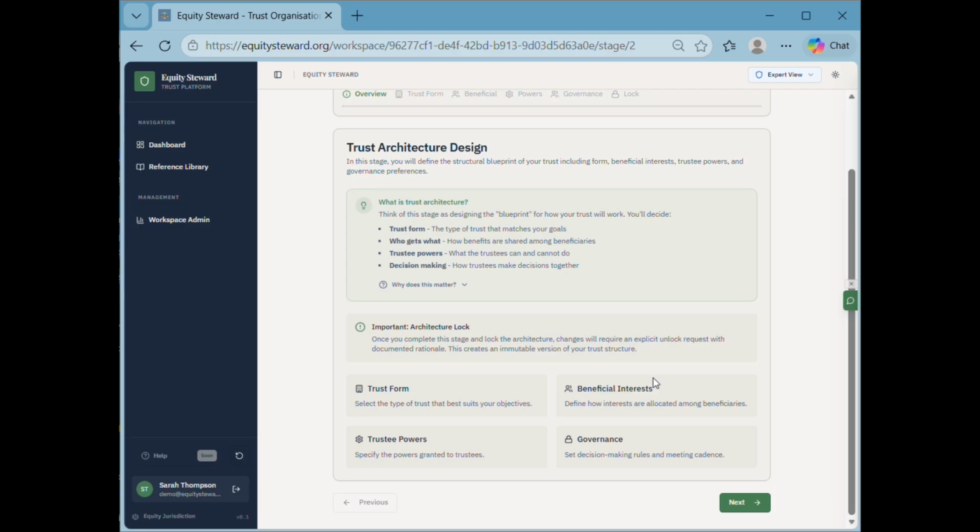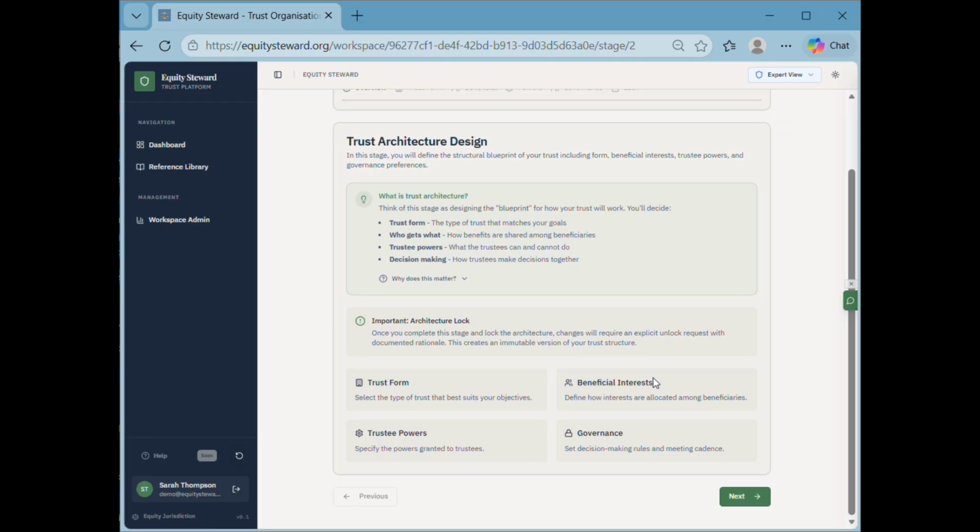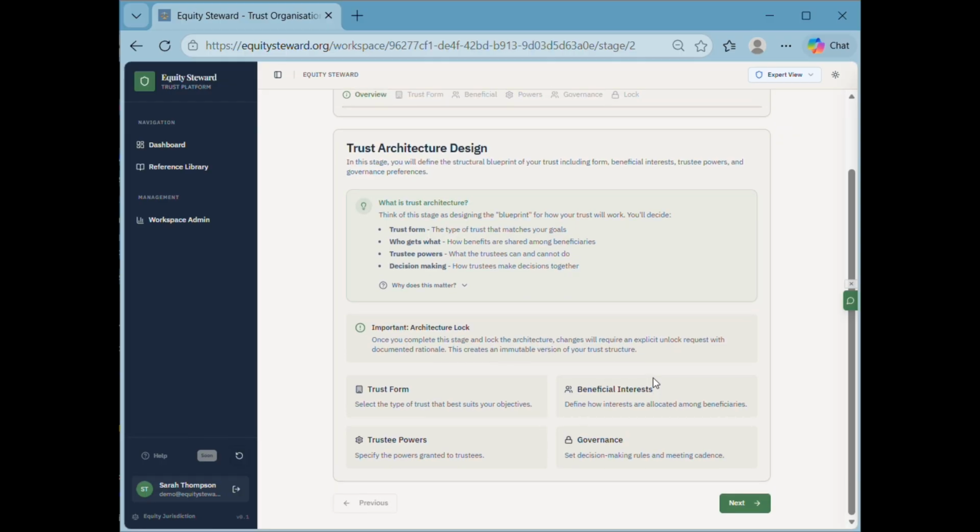If stage 1 establishes the opening context of the workspace, stage 2 begins to formalize the internal structure of the trust itself. This is where broad intention starts to take defined shape. The focus here is not simply on collecting information, it is on expressing the structure clearly, documenting governance choices, and preserving a coherent record of how the trust has been designed. These architectural decisions also become part of the trust's administrative timeline, forming an early part of the trust's recorded governance history.